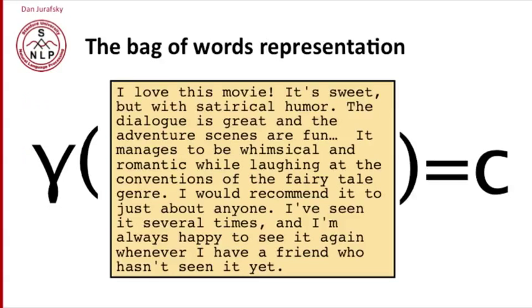Imagine I have some document. It says, I love this movie. It's sweet but with satirical humor, and so on. And our job is to build this function gamma, which takes the document and returns a class. The class could be positive, or the class could be negative in the case of sentiment analysis. Which is it, positive or negative?